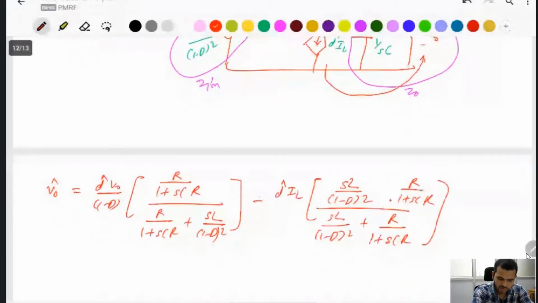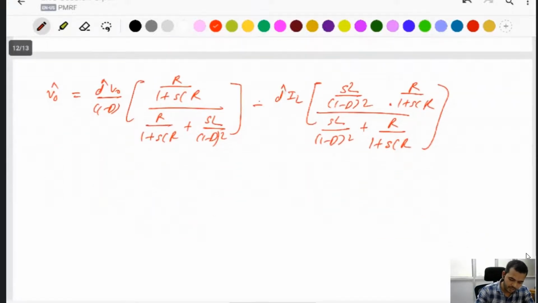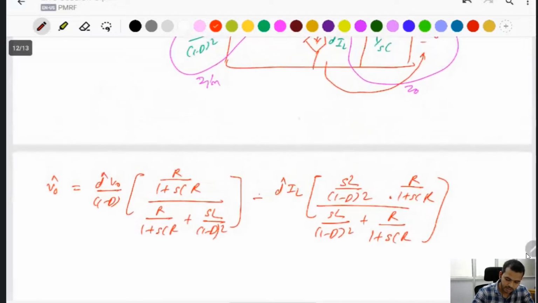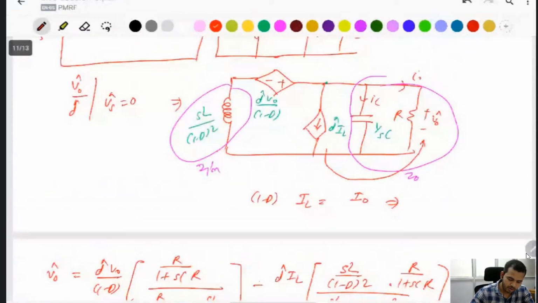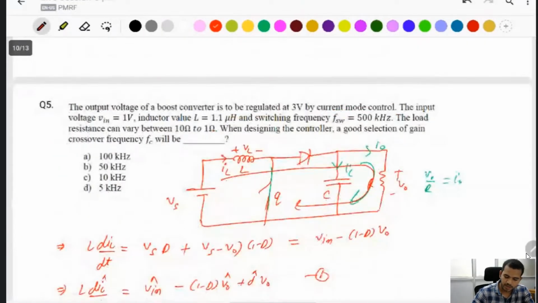Okay, solve this. When you solve this, then you find V naught by d cap as common. Actually IL is V naught divided by 1 minus d. IL is equal to I naught. Because when the switch is on, if we take the average, the average capacitor current is 0. It means the total IL flowing to the output is the average current.